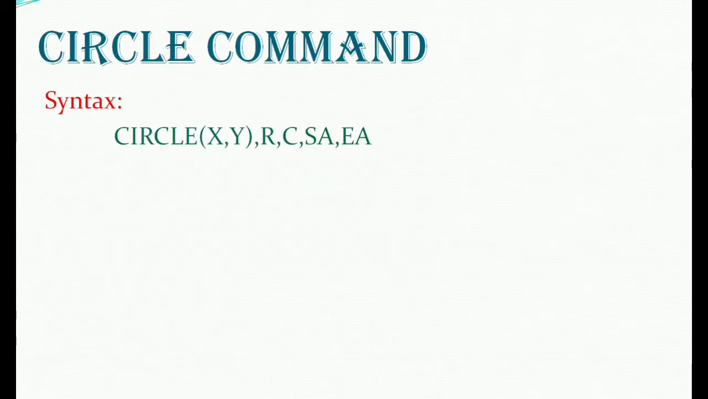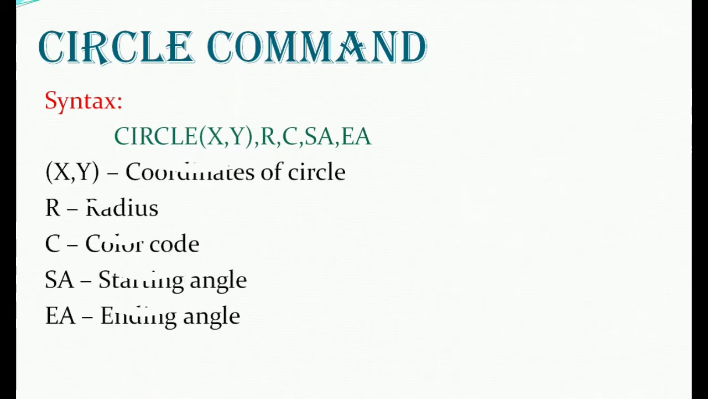Next, we are going to discuss the circle command. The circle command is used to draw a circle or an oval shape. We have to define the coordinates of the center, the radius of the circle and also the color. Here we can see this is the syntax of the circle command. First we have to mention circle, then in brackets x and y, after that R, C, SA and EA.